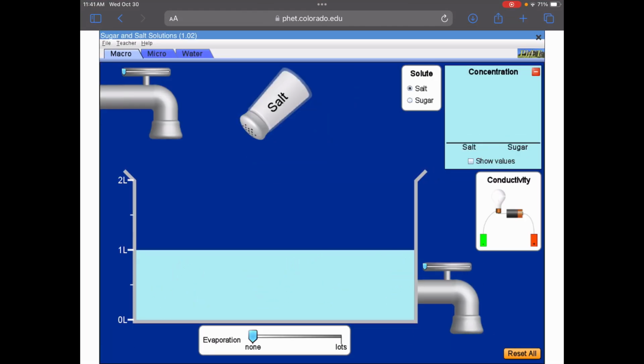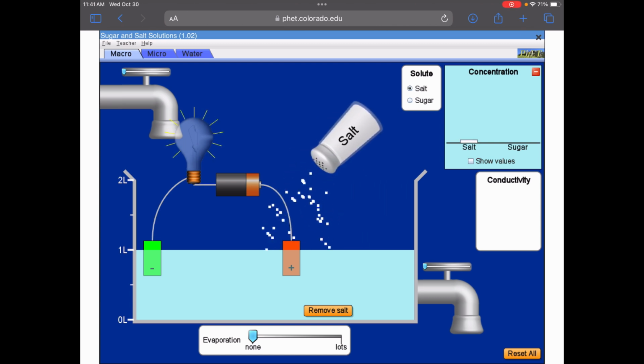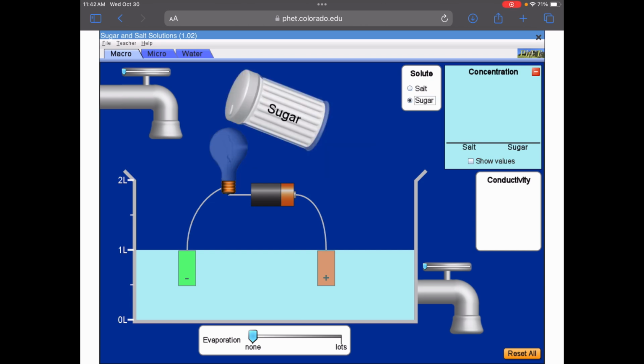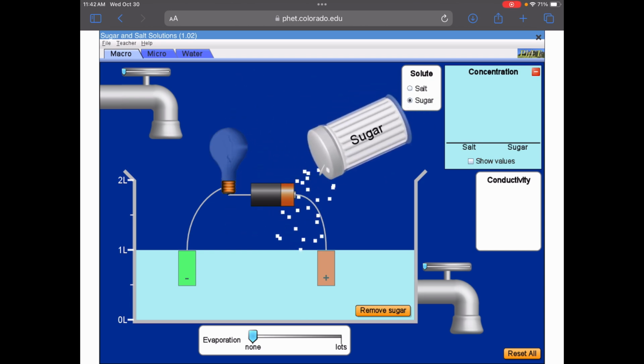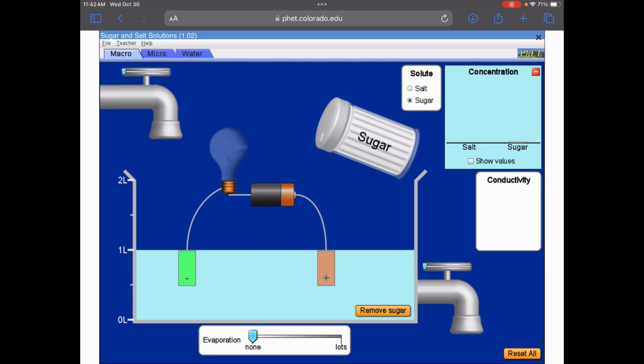Okay, so if I add our conductivity meter here, and I add salt to my water, then we can see our little light bulb beginning to glow, because salt is an ionic compound, and so it breaks apart, as we saw, into positive and negative things. Versus, let's get rid of the salt, if I put in sugar, which is a covalent compound, it still dissolves, but notice the light bulb does not light up.